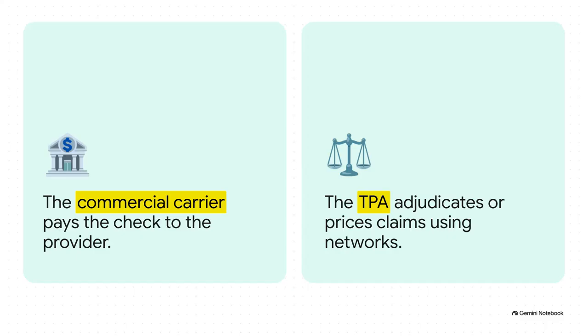Mixing these two entities up will totally stall your revenue cycle. On one side, we have the commercial insurance carrier, the entity that actually writes the check and funds the claim. On the other side, you have the third-party administrator, the entity that adjudicates and prices the claim using network contracts. Contrasting the check writer against the network pricer is absolutely crucial because knowing exactly who does what is the key to resolving unpaid claims accurately.